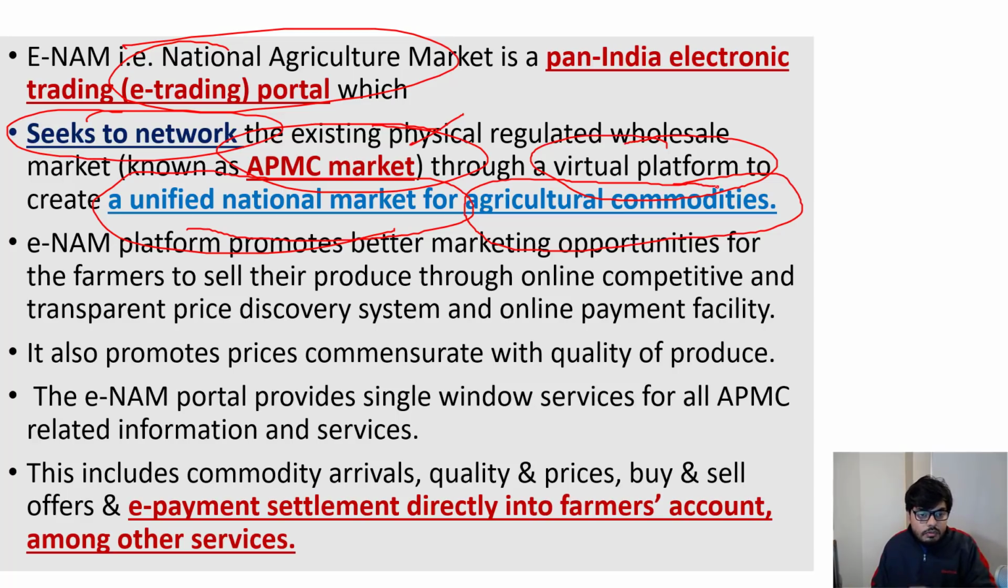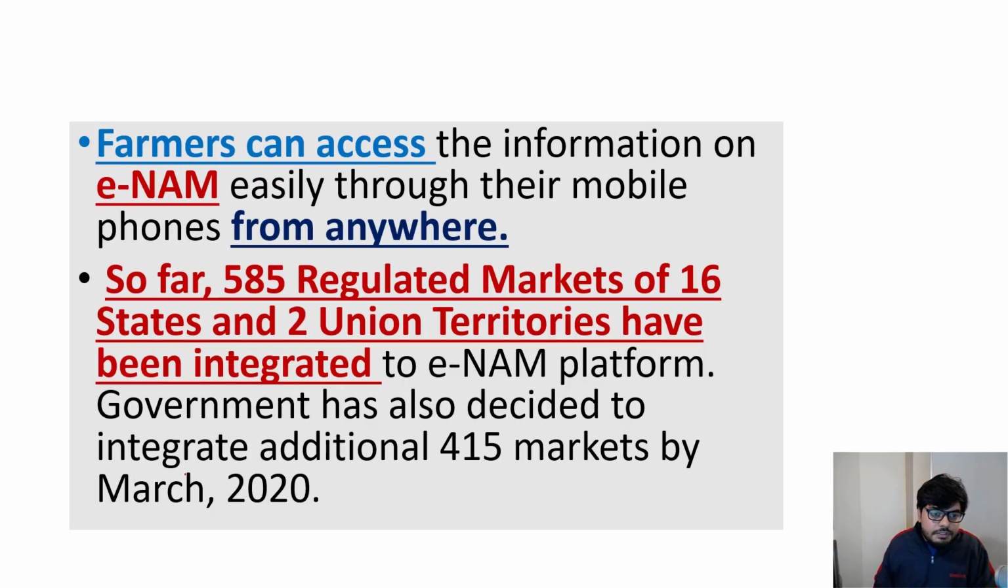New addition is only the interstate trade that has become possible now, and the e-payment settlement directly coming into farmers' accounts. Okay, so farmers, they can check that their produces are being sold on the platform, and the money they will get out of their sale, that money would come directly into their bank accounts. Okay, so that's the thing. Next, farmers can access anywhere from their mobile or computer or something like that.